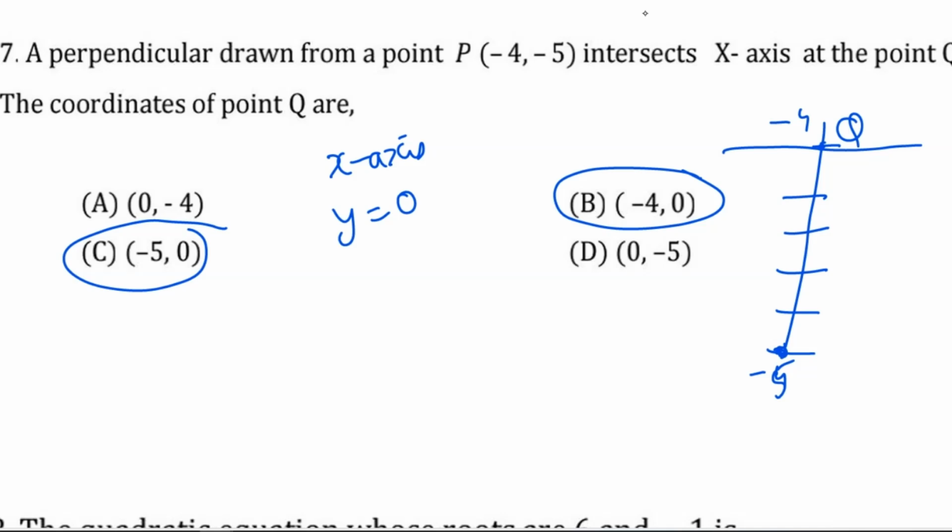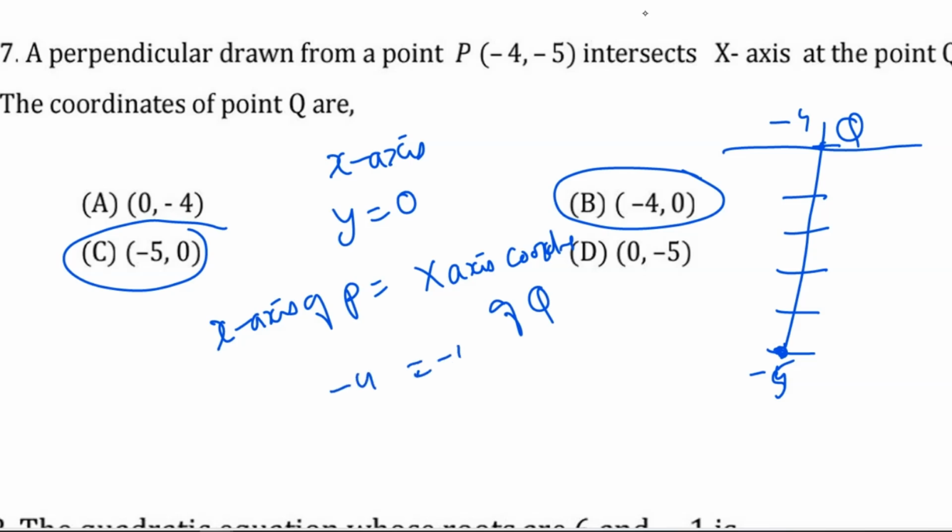Now since the lines are perpendicular, the x coordinate of the point Q is the same as the x coordinate of the point P. So the x coordinate of P is equal to the x coordinate of Q. Therefore it is minus 4. So here it will be minus 4 comma 0, that is option B, the correct answer.